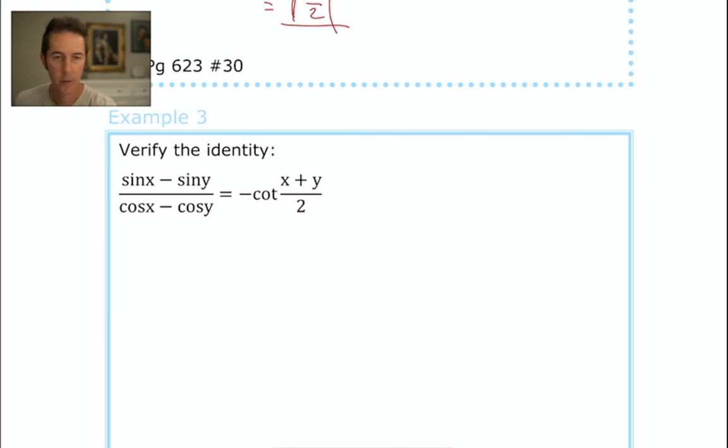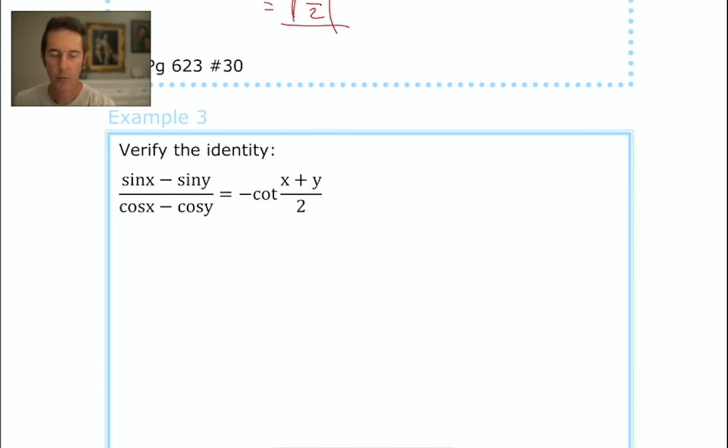And on the right-hand side of those sum to product formulas, I end up with a sine function times a cosine function with some division by 2 happening. And on the right-hand side of this equation, I've got a negative cotan of x plus y with some division by 2 happening. So maybe, just maybe, this is going to work out.